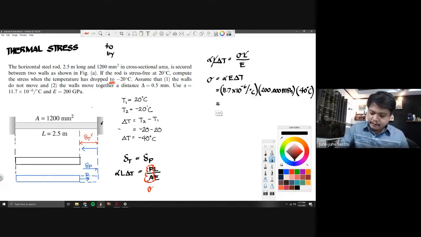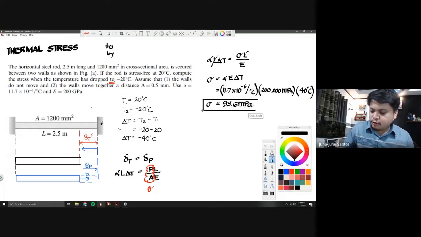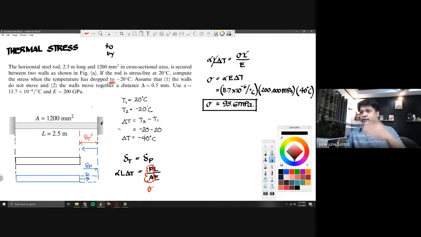Okay. So, check. So, that is 11.7 times 10 to the negative 6 times 200,000 multiplied by 40. Okay. So, you will be having here 93.6 megapascal. So, this is now the stress induced by the temperature by dropping it from 20 degrees Celsius to negative 20 degrees Celsius. Question?